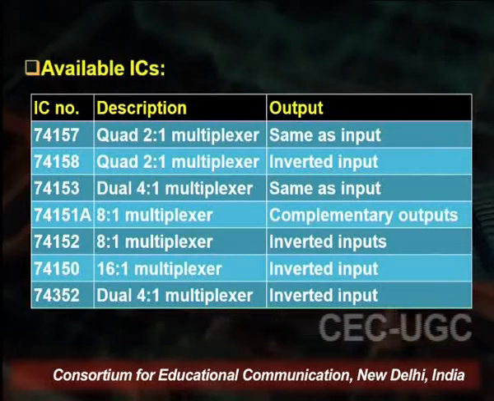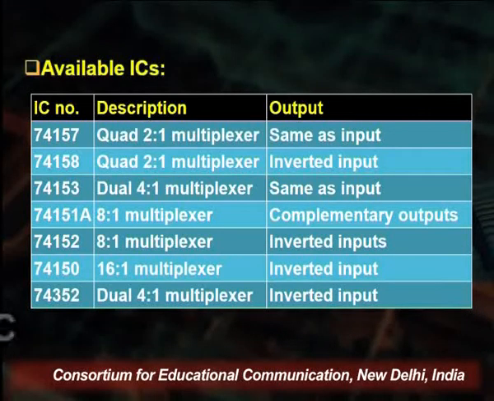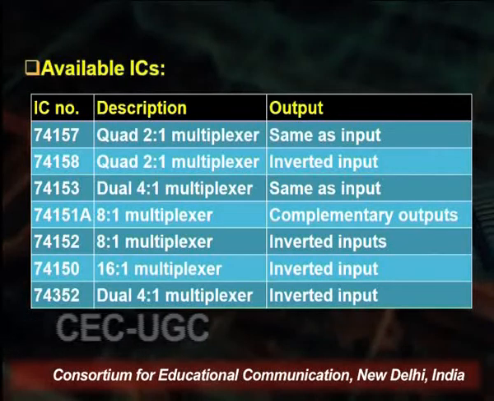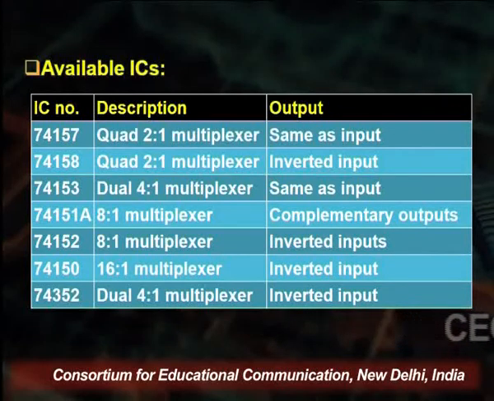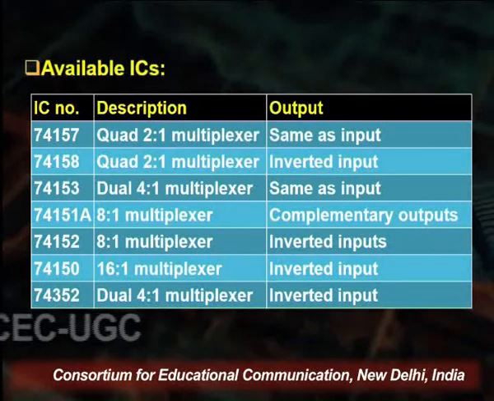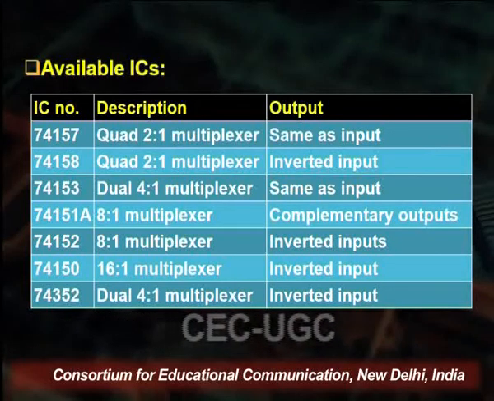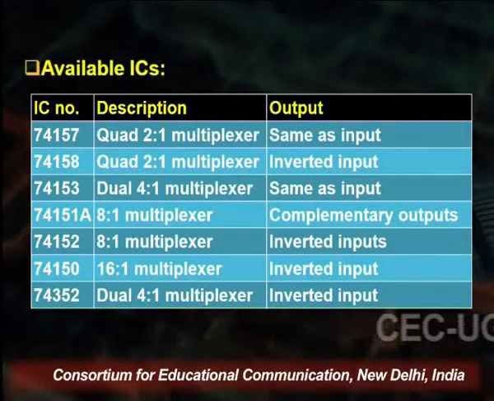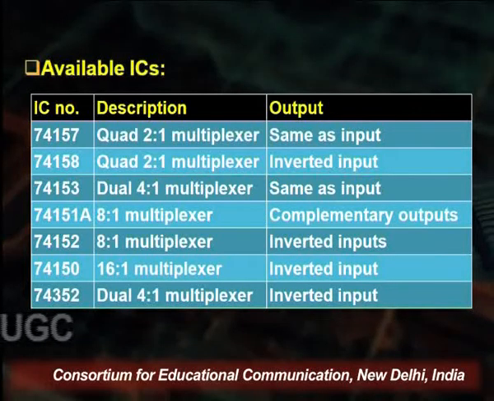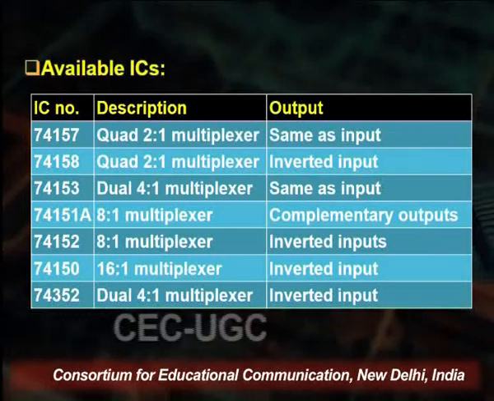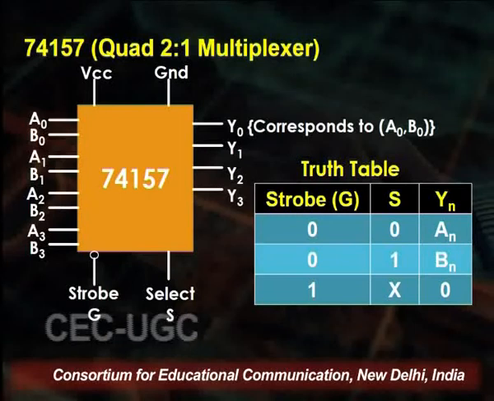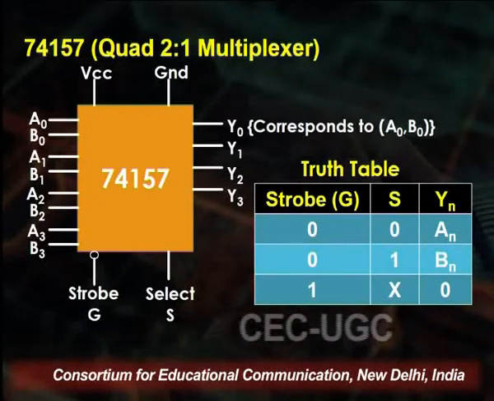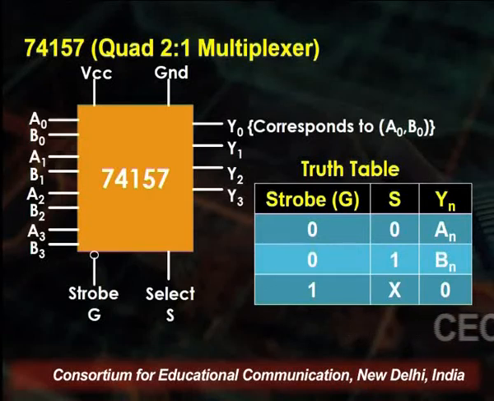Quad 2x1 multiplexer means that this particular integrated circuit has 4 multiplexers, each of 2x1 characteristics. That is, it has 4 sub-gates where you have 2 inputs and only one selection line to choose between the 2 inputs to give you one single output. As we can see, we have a 16x1 multiplexer also, a dual 4x1 multiplexer also, and an 8x1 multiplexer. So we have a wide choice of multiplexers available for our use.